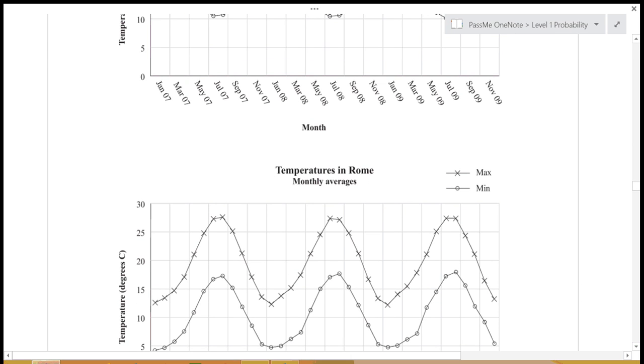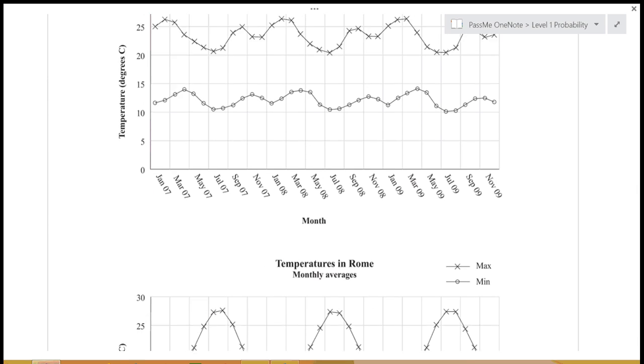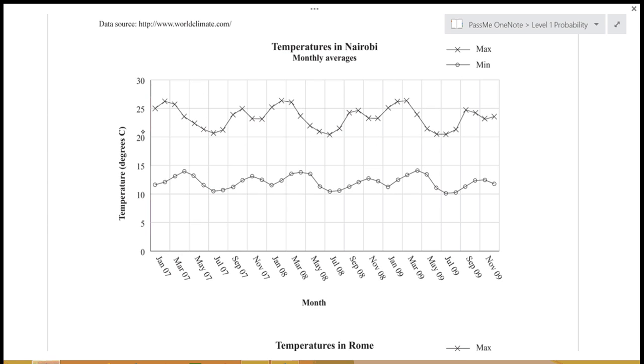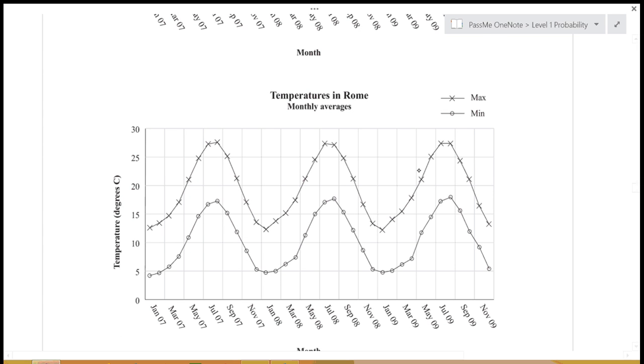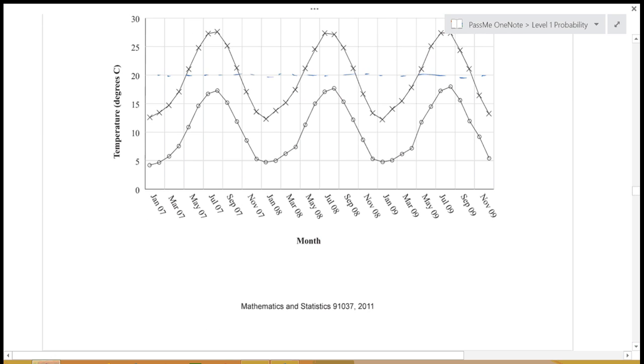Well, look, the maximum temperature in Rome in the summer months is higher than some of the maximum temperatures in Nairobi. But Nairobi is consistently warm. It never has maximums less than 20 during any part of the year. Whereas if we draw a line at 20 across the graph on Rome, we can see that at least half of the year Rome is having maximums of less than that. So we can definitely say no, Rome is not necessarily warmer from a maximum's point of view.